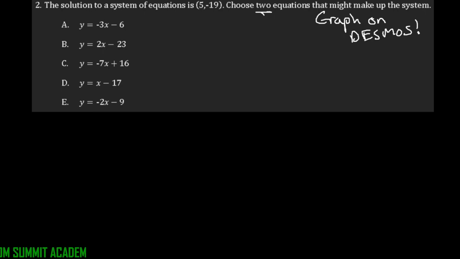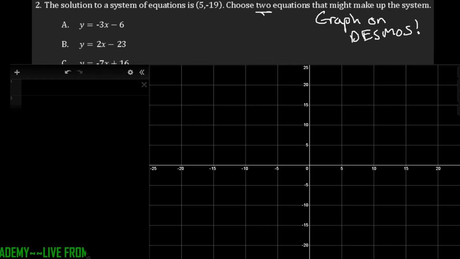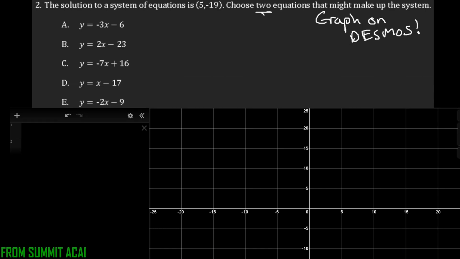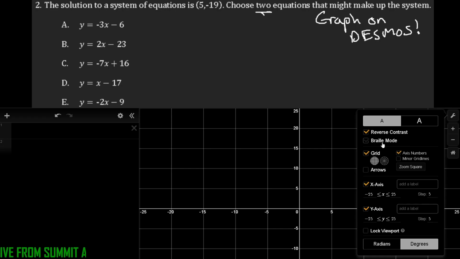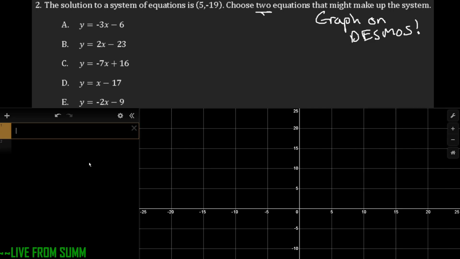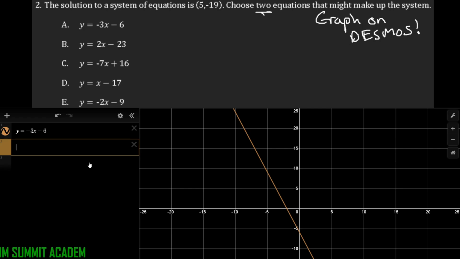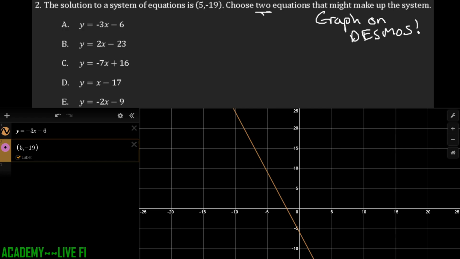So let's clear that out, pull this up, and let me scroll this down a little bit so that I can see. Actually, the axes will be fine. I'll leave it how it is. So I'm going to type in y equals negative 3x minus 6. Once I have that graph, I have to plug in the point and ask, is the point 5, negative 19 on the line? That's all you're saying.